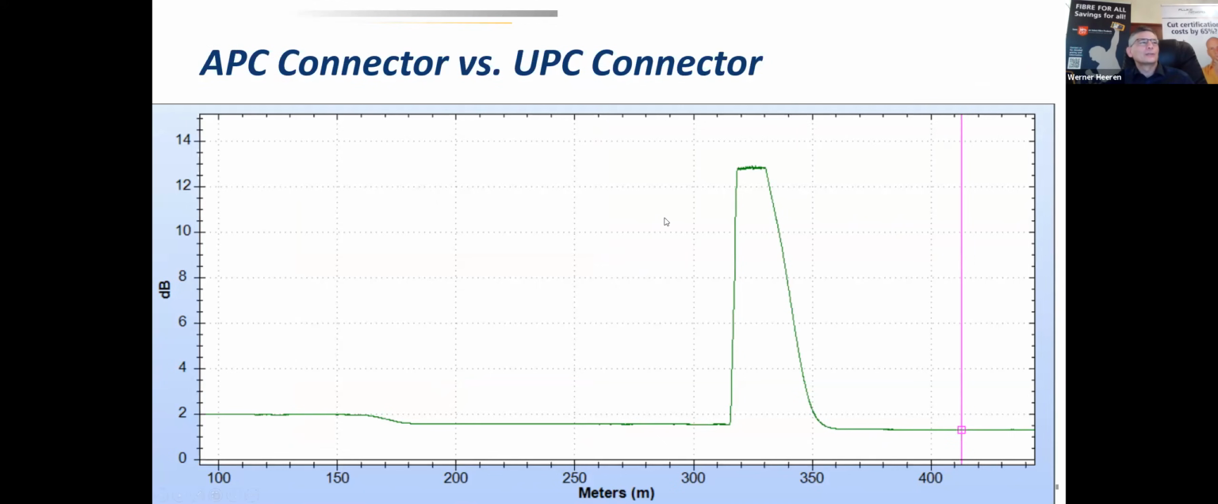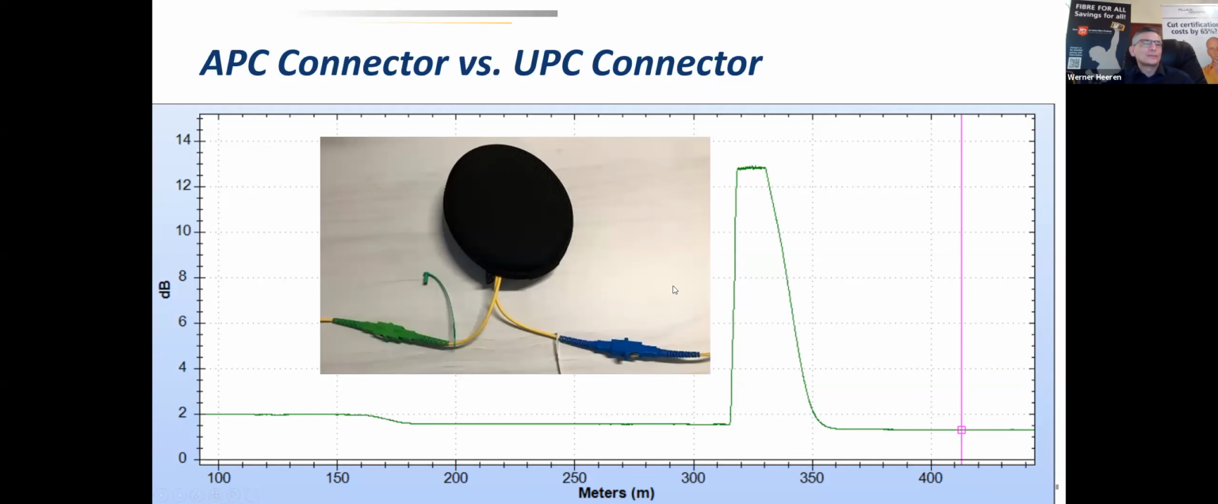Also for an OTDR trace, for those who are familiar with it. So this is a typical UPC connector. You see there clearly it's a connector, but on an APC, because of this 8 degrees angular reflection, it's a very small reflection. And sometimes it's maybe challenging to make the difference. Is this now a splice or is this an APC connector?